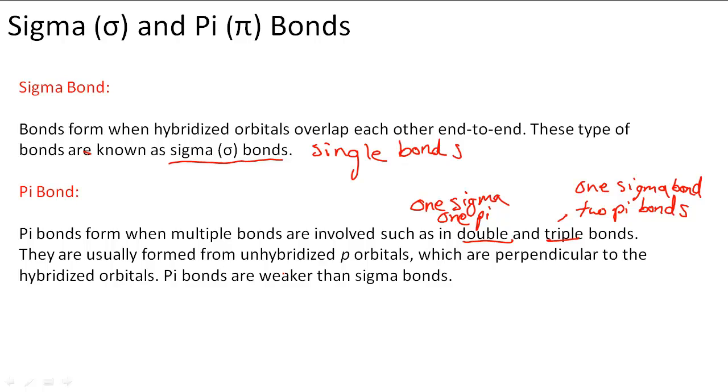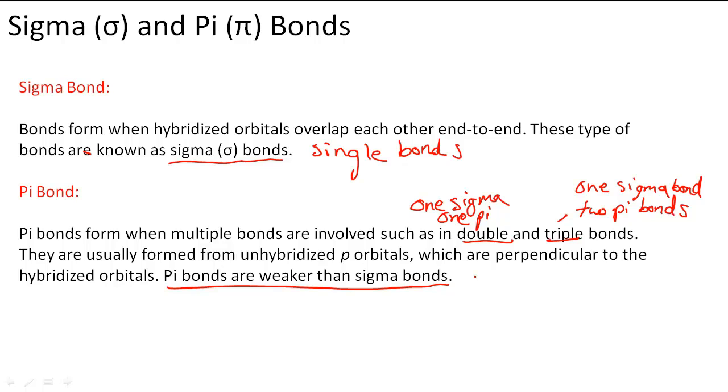The pi bonds are usually formed when the unhybridized p orbitals, which are perpendicular to the hybridized orbitals, overlap. So this perpendicular shape helps make a pi bond. And pi bonds are weaker than sigma bonds. So remember that. Pi bonds are weaker than sigma bonds. Sigma bonds, because of the overlapping, are a little bit stronger, and pi bonds are less strong.